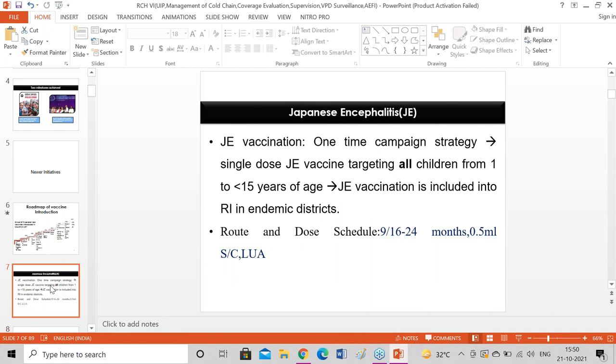Okay, JE vaccine, one-time campaign strategy. It was to administer a single dose of JE vaccine targeting all children from 1 to less than 15 years of age. Okay, and it was included in routine immunization, but only in districts where JE was endemic. The route and dose: it was given firstly at 9 months, and then at 16 to 24 months, 0.5 ml subcutaneous on the left upper arm.